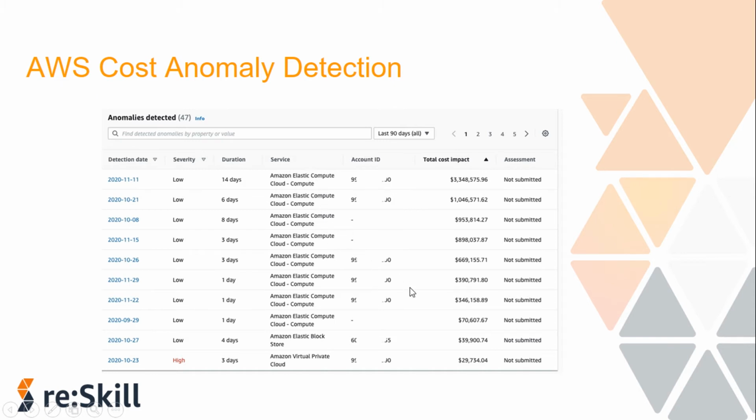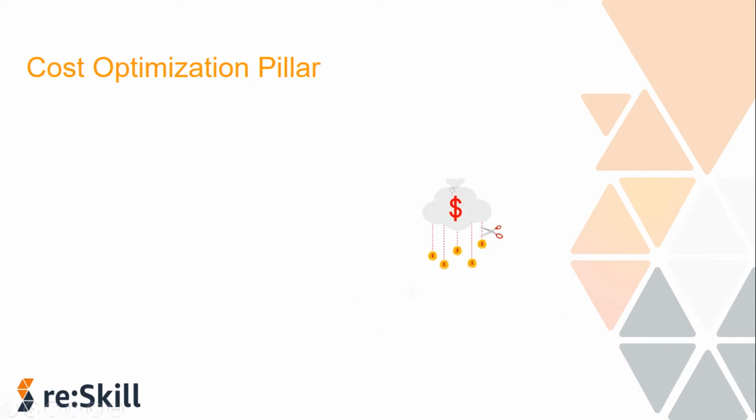Okay, and then let's go ahead and discuss the cost optimization pillar. The cost optimization pillar of the well-architected framework focuses on avoiding any unnecessary cost. Here the key topics include understanding and controlling where money is being spent, selecting the most appropriate and right number of resource types, analyzing the spend over time, and scaling to meet the business needs without overspending.